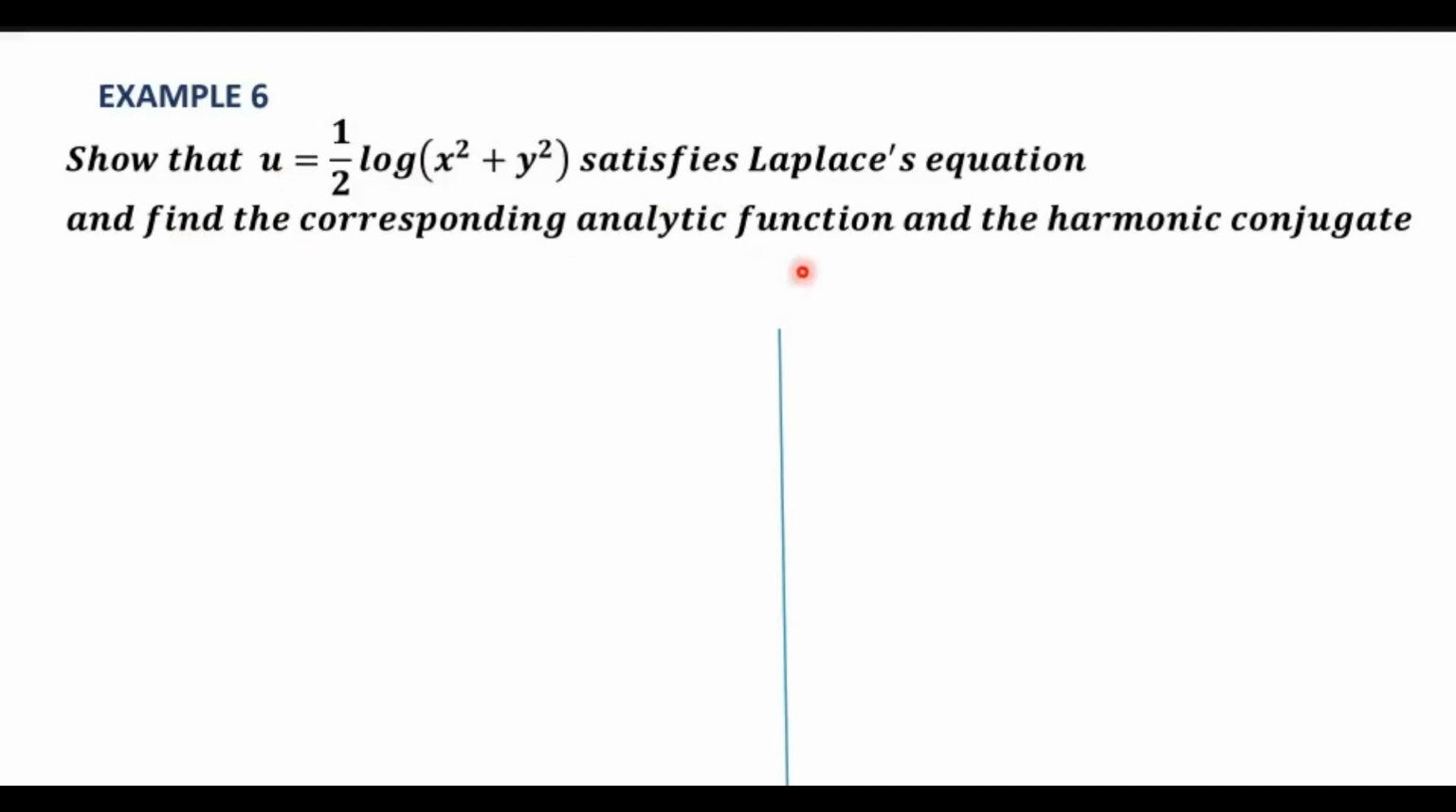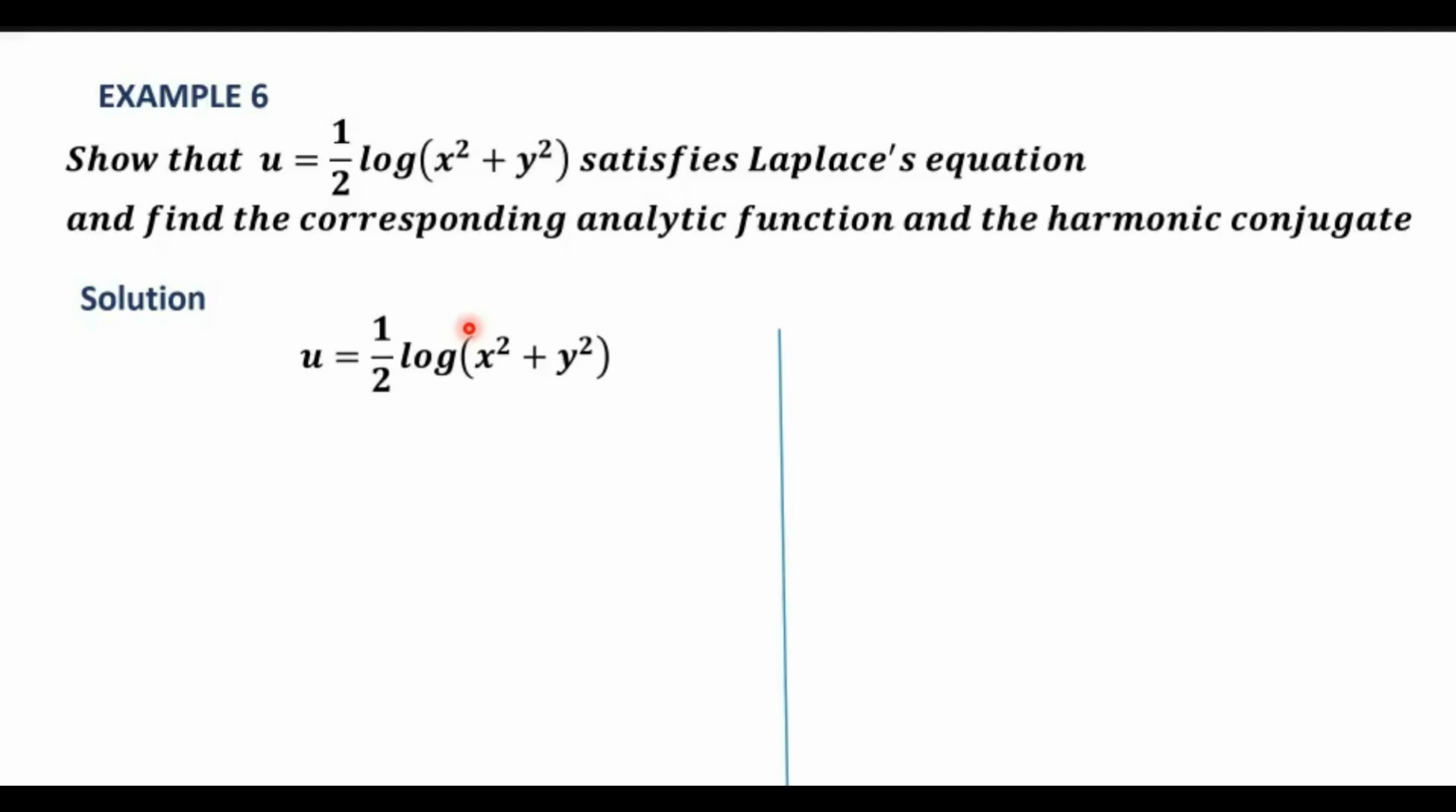Find the corresponding analytic function by using Milne-Thomson method and the harmonic conjugate v. Okay, this next problem, continuing with yesterday's topic. So first we have to show that u is harmonic. So u is given as half log x square plus y square. So ux, uxx, uy and uyy are to be calculated.